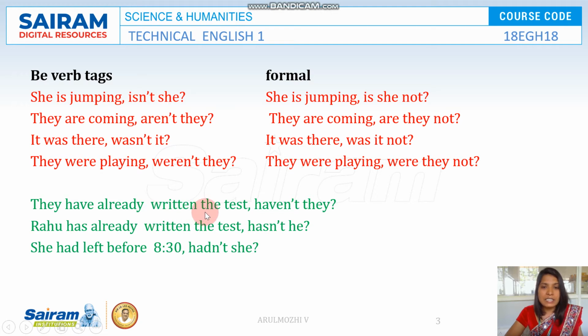"They have already written the test, haven't they?" Positive statement, negative tag. "Ragul has already written the test, hasn't he?" Here, Ragul is the subject, so we have replaced Ragul with he.